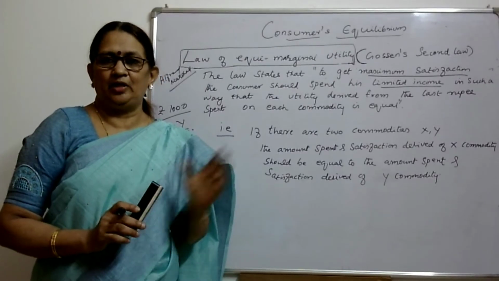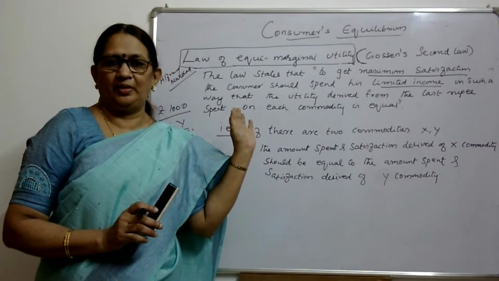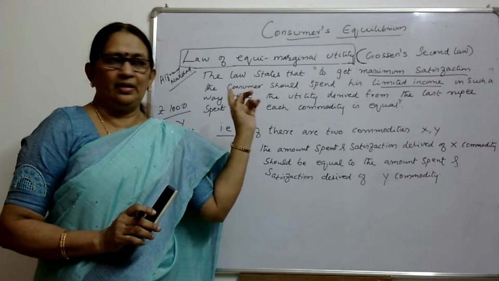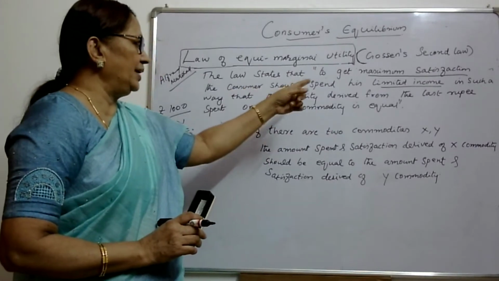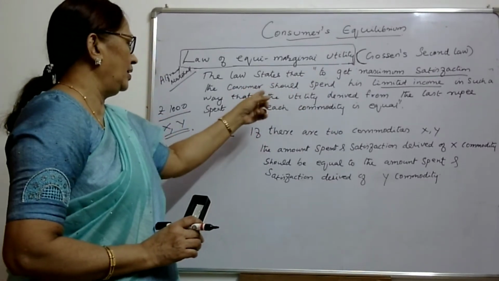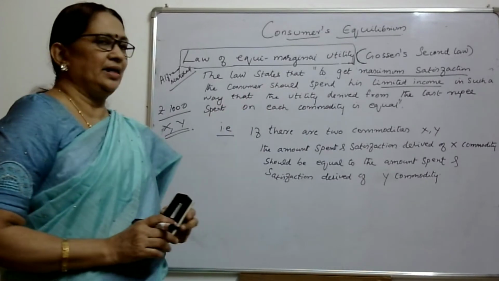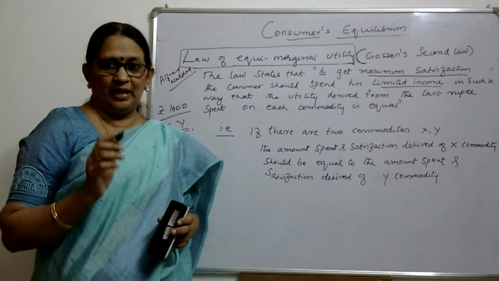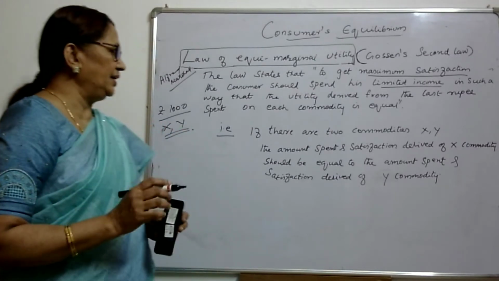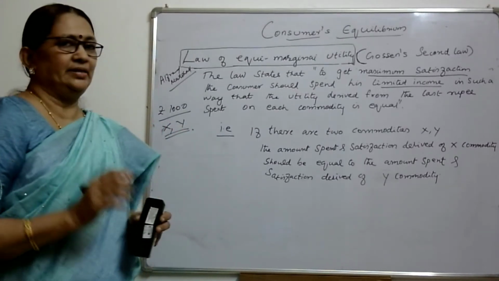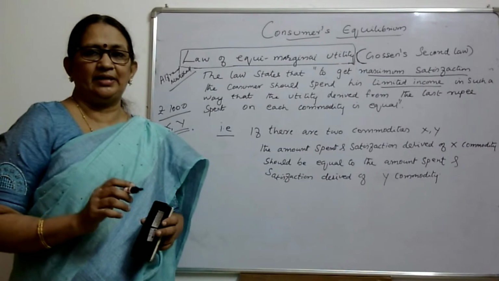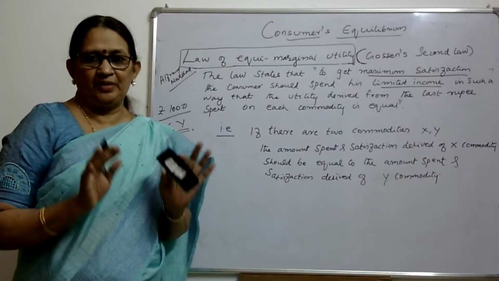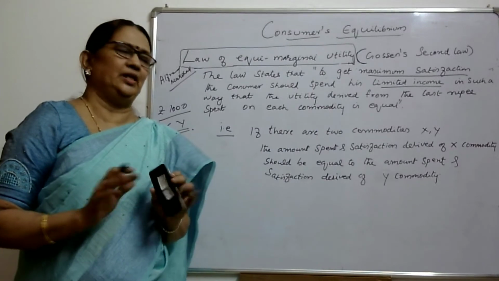What is consumer's equilibrium in case of two commodities, or what is the law of equi-marginal utility? The law states that to get maximum satisfaction or maximum utility, the consumer should spend his limited income in such a way that the utility derived from the last rupee spent on each commodity is equal.